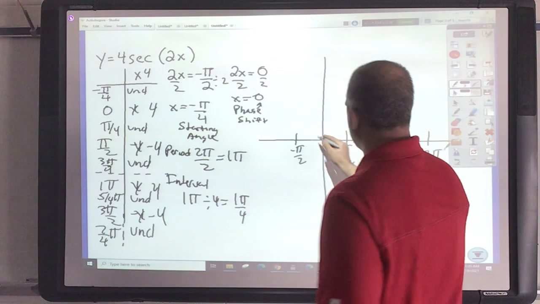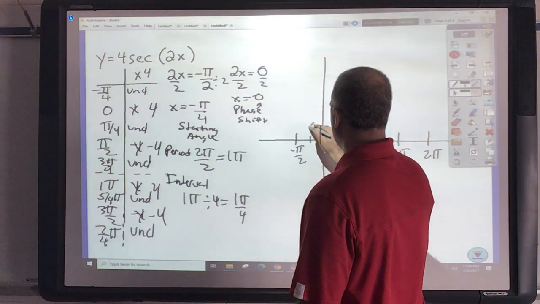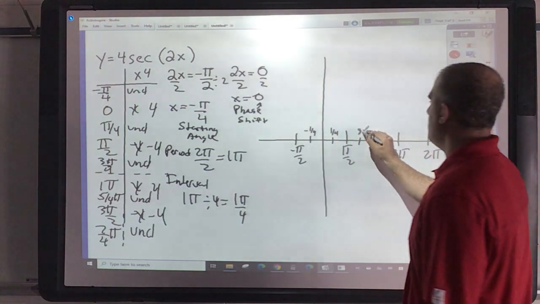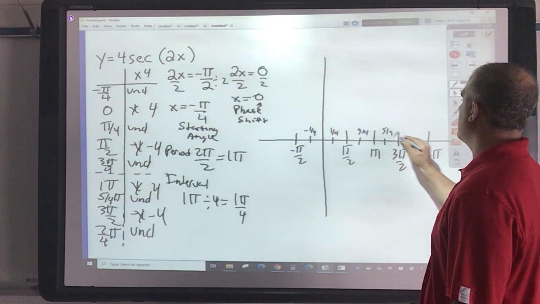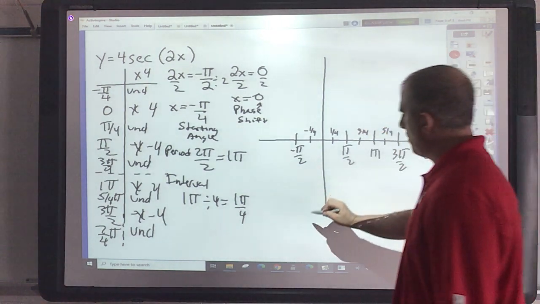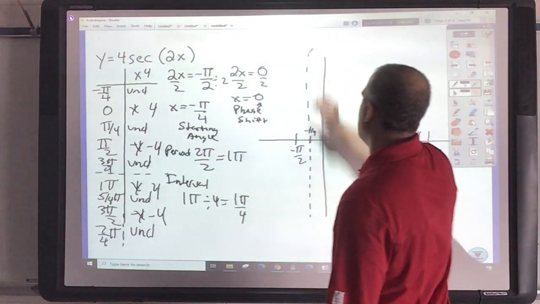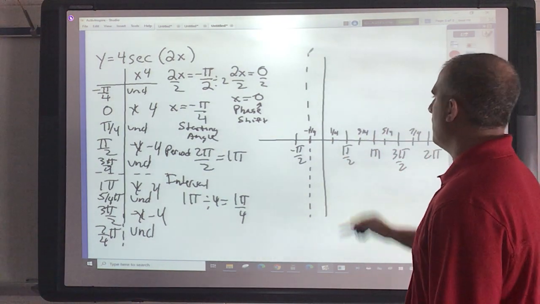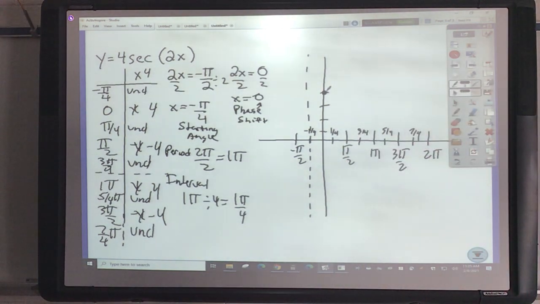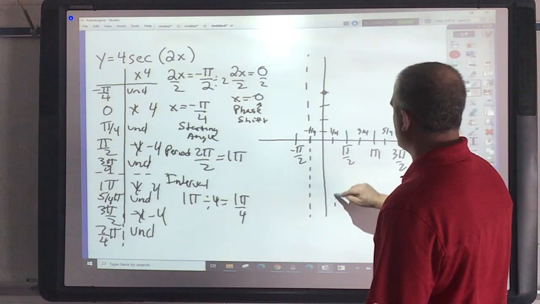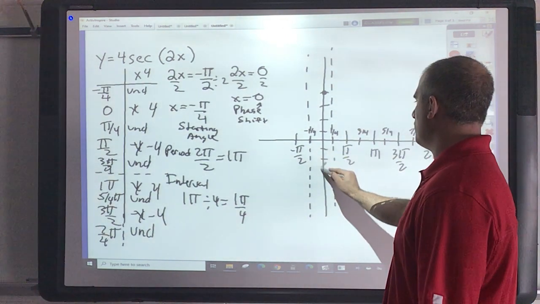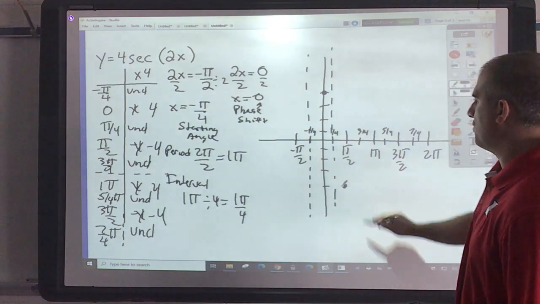Now I'm going to cut these up. So this will be a negative 1/4. This would be a positive 1/4. 3, remember they move in odd increments. 5, 7. At negative pi over 4, I'm undefined, so I'll do my asymptote through that. At 0, I'm at 4. At pi over 4, I'm also undefined. At pi over 2, I'm down at -4. At 3/4 pi, I'm undefined.